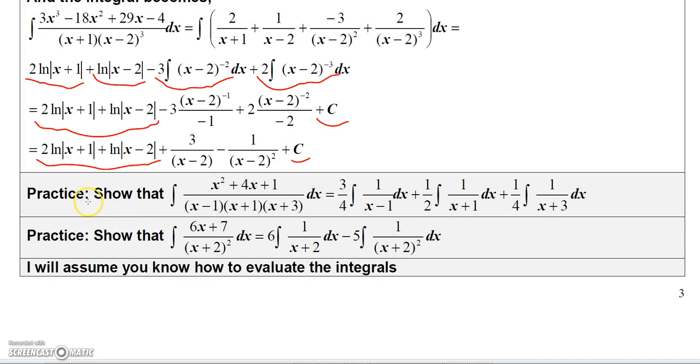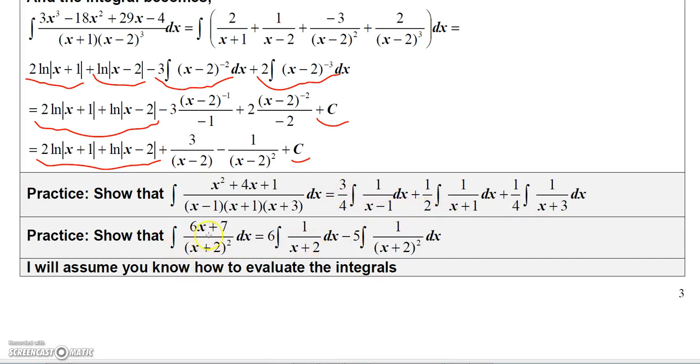So to wrap this video up, I've given you a couple of practice problems here. This one can be written as 3/4 times this integral plus 1/2 times this integral plus 1/4 times this integral. And so I'll let you show that, and you should be able to evaluate the integrals once you get there. So see if you can get this.